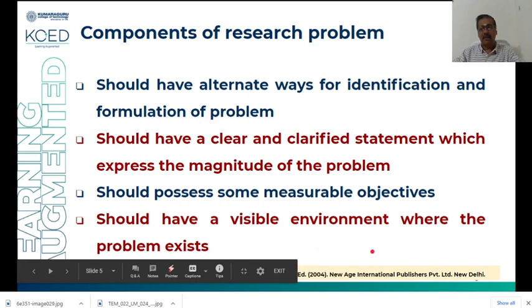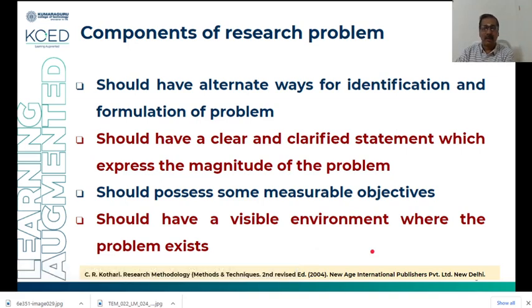Finally, it should have a visible environment where the problem exists. So if it is in the food sector, it is the food industry where the problem exists, either in pre-processing or in processing or in post-processing, where exactly the problem exists. That should be clearly found by a researcher, through preliminary experimental analysis, through a questionnaire, or through some other ways. A researcher should find exactly where the problem exists. The environment should be very clear.